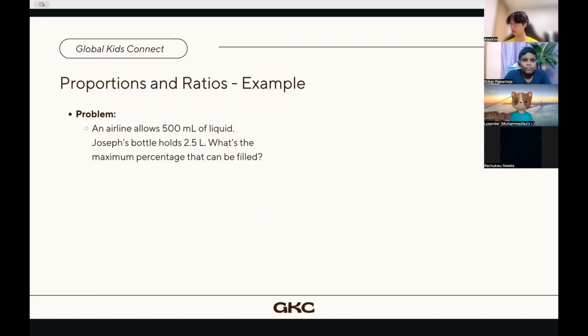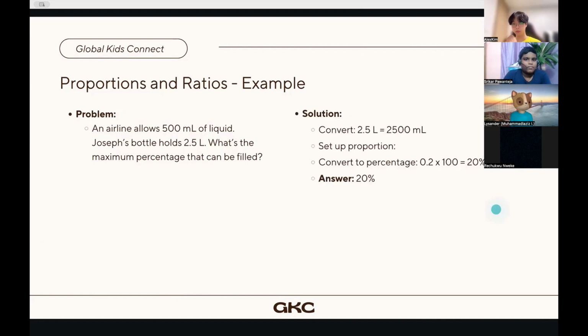Anybody have any questions for this problem? Okay, if not, then I think we can move on.